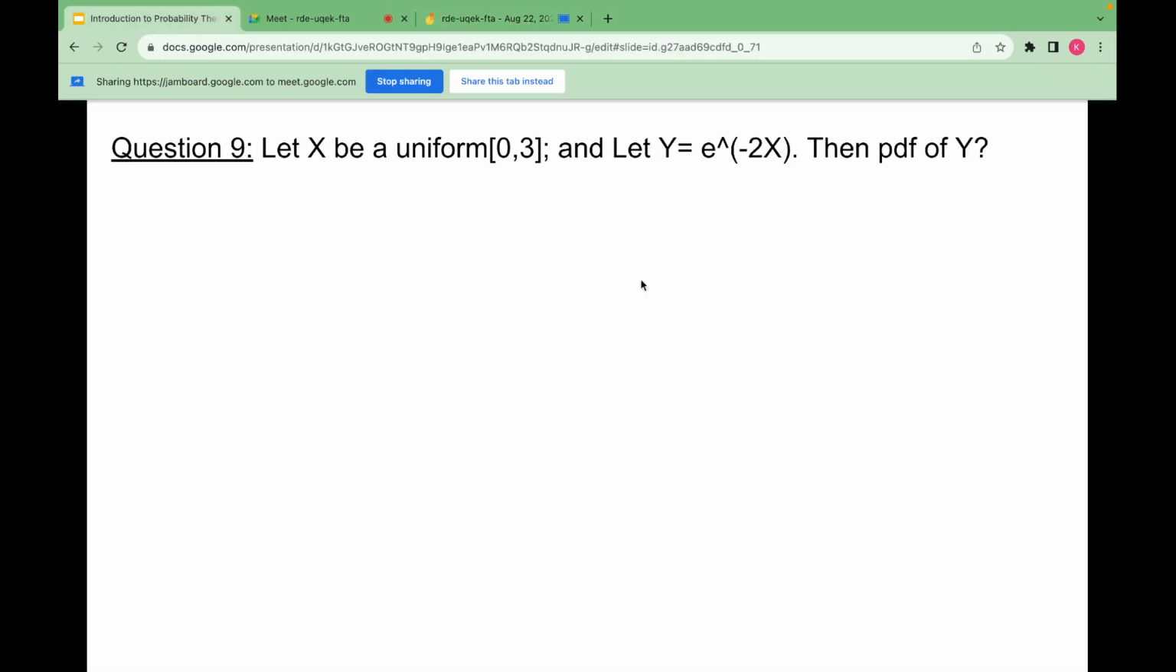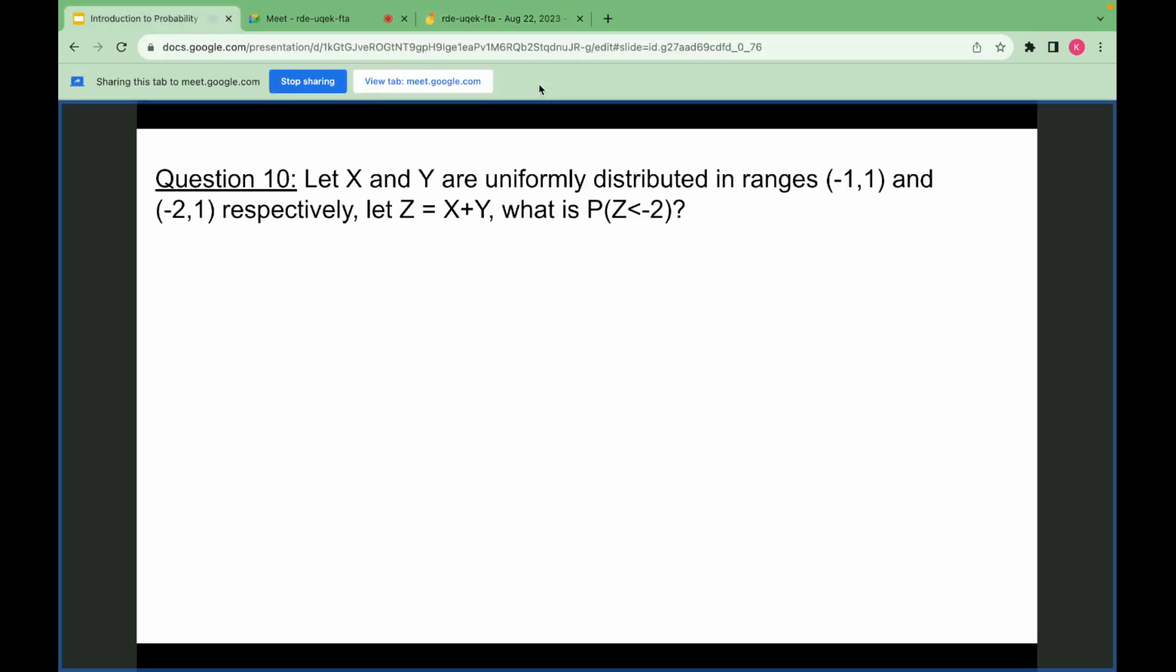Now we move to the next question. Here x and y are both uniformly distributed in ranges of minus 1 to 1 and minus 2 to 1 respectively. Let z be equal to x plus y. Then we need to know what is the probability that z is less than minus 1 by 2. Okay.